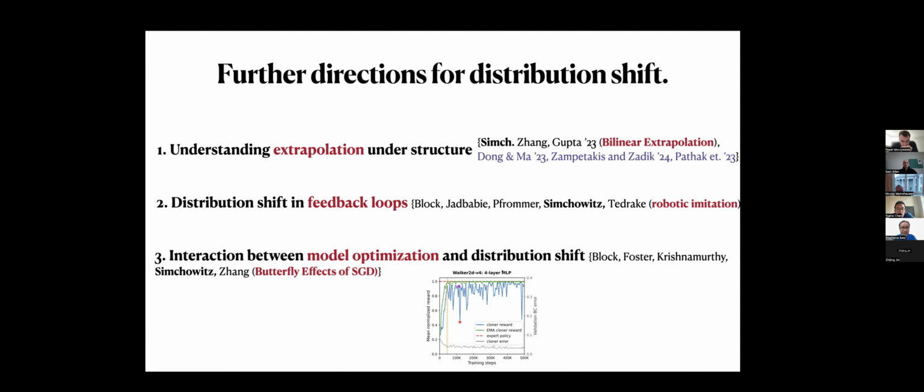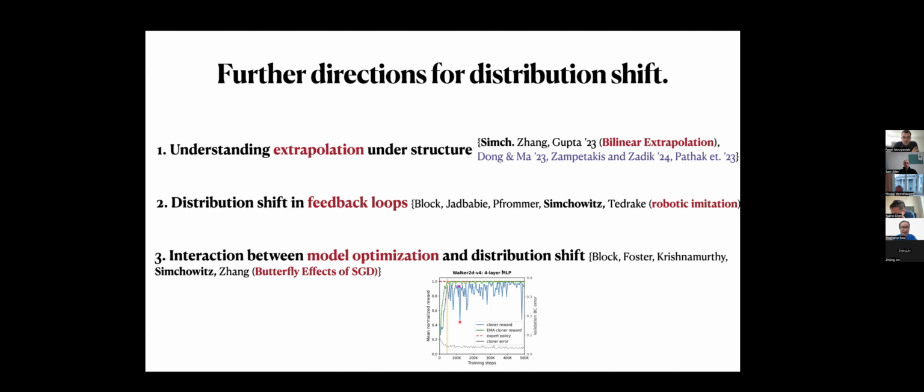There are many kinds of structural assumptions under which we get good generalization or can potentially get generalization. I think it's a major direction for future work to understand under what conditions these objects are possible. The second thing that I'm very excited about is distribution shift and feedback loops, when we're applying a predictor in an environment that's changing the environment, and that change in the environment is causing the input to that predictor to change as well.